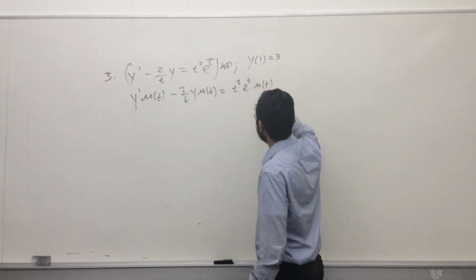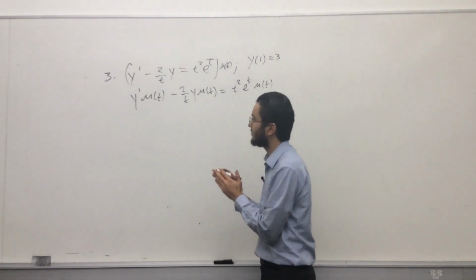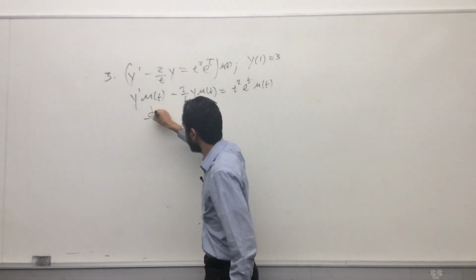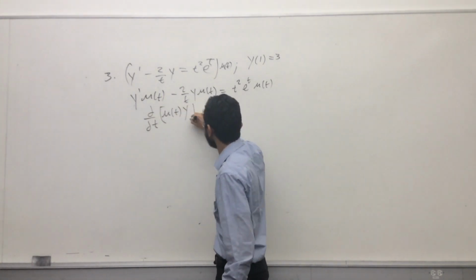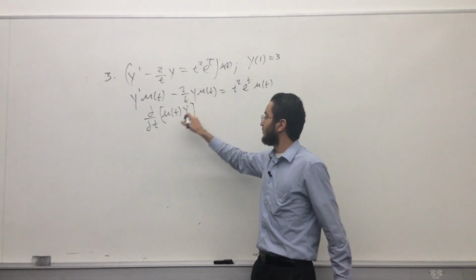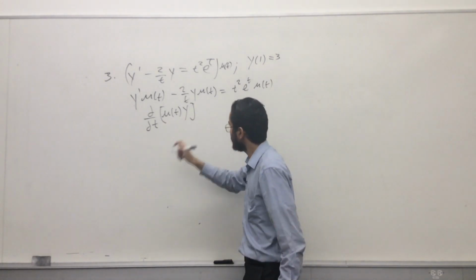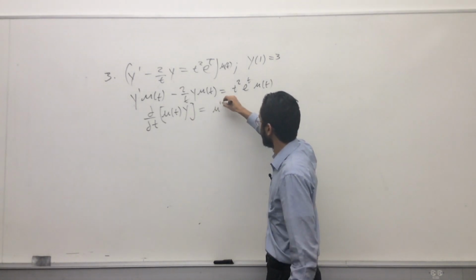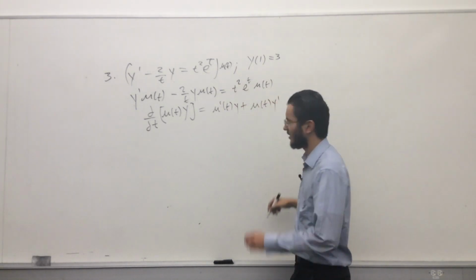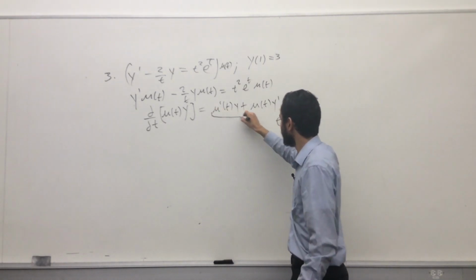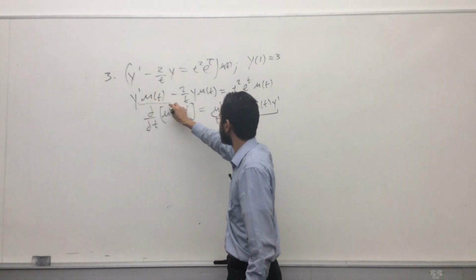The trick here is that you have to consider what is going to be the derivative of the product of mu of t and y all together. You have to consider the derivative using the product rule with respect to t. So we're going to get something like mu prime of t times y plus mu of t times y prime. We have to compare this result to the one we have here.